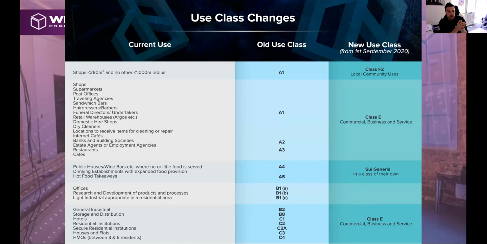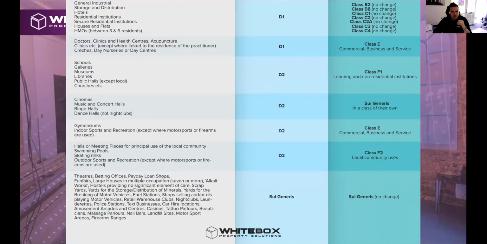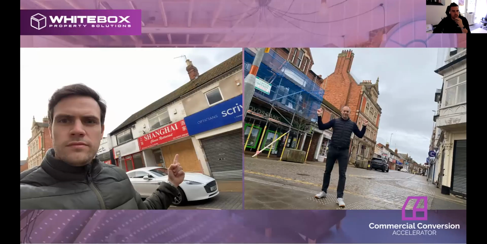So you can take any of those that you see a Class E next to, and you can convert them using Class MA. You can convert them into residential units. There's a few there, and that is the likes of these high street shops. And this is taken from the YouTube video.